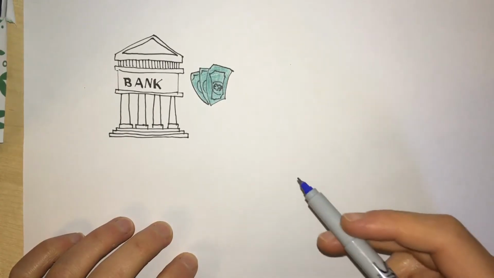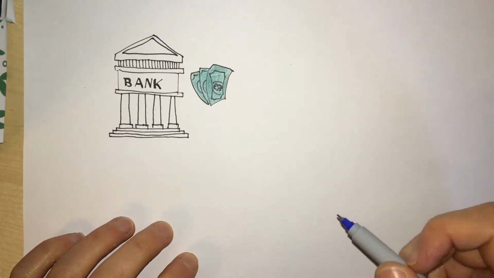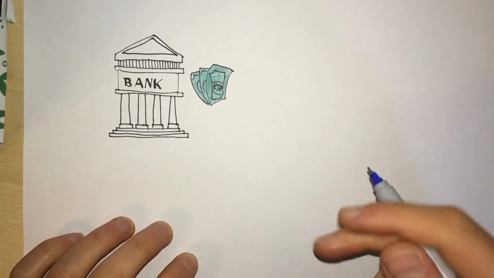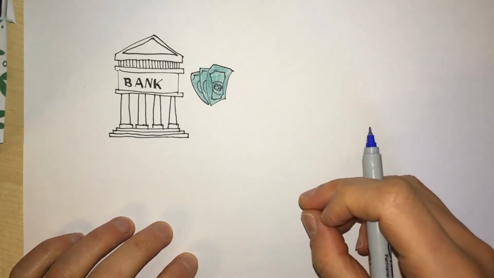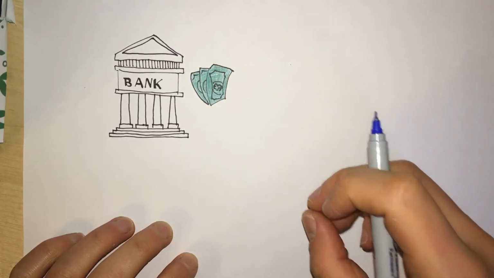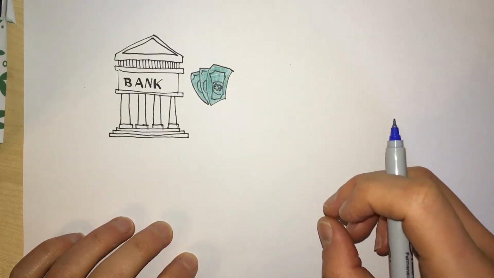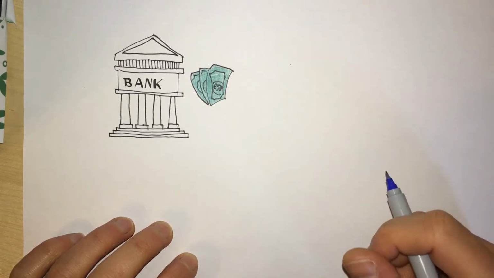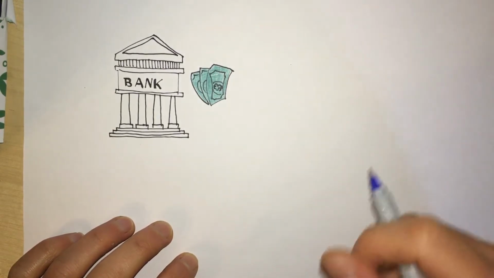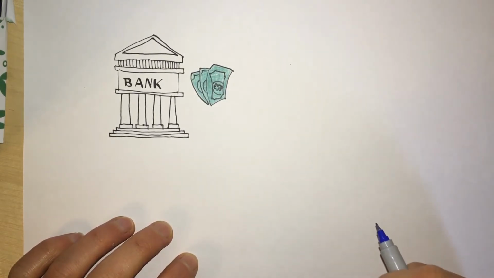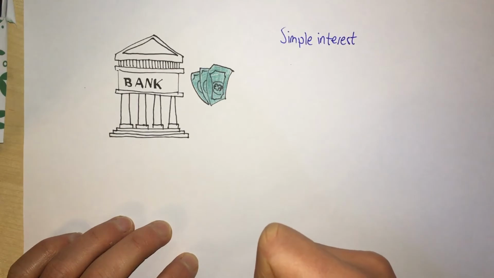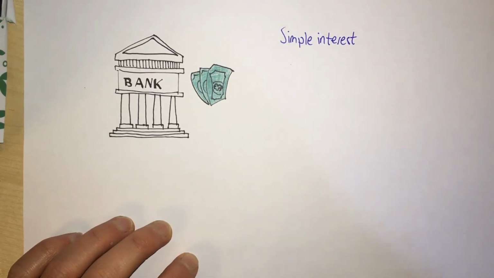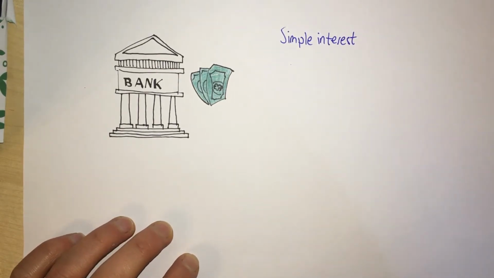When you put money into a savings account in a bank or building society, the bank will pay you interest. Similarly, when you borrow money from a bank or building society, you will have to pay them a certain amount of interest as well as paying back the money you borrowed. Now, there are two types of interest that we use in mathematics. There's simple interest and there's compound interest. Let's look at simple interest first.